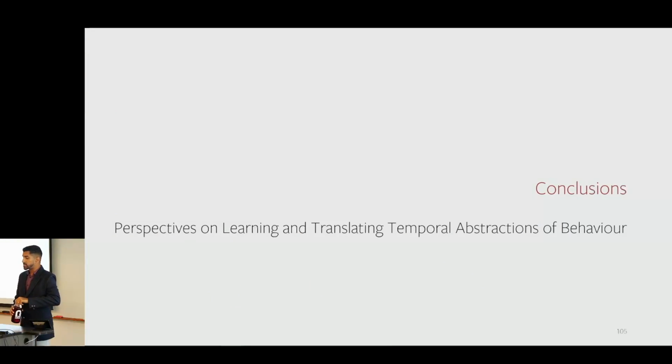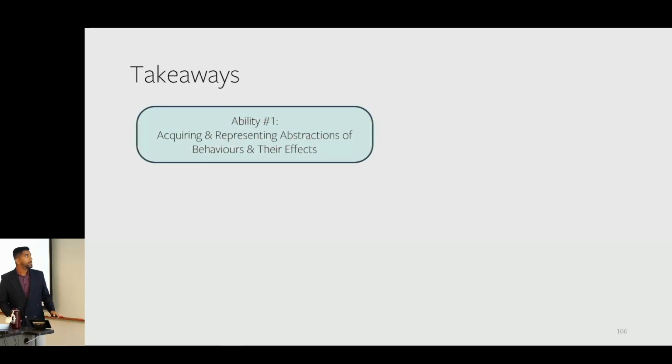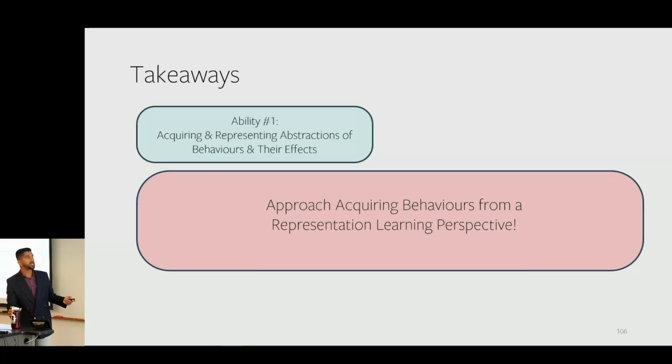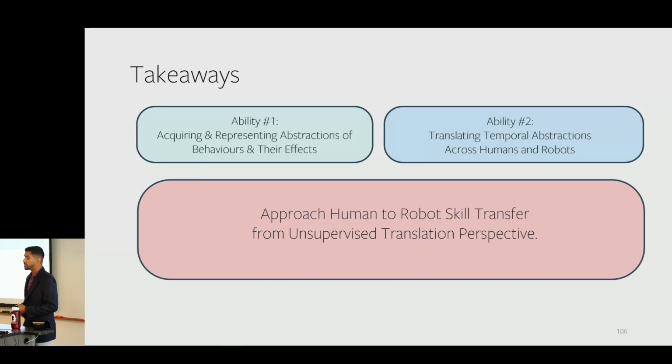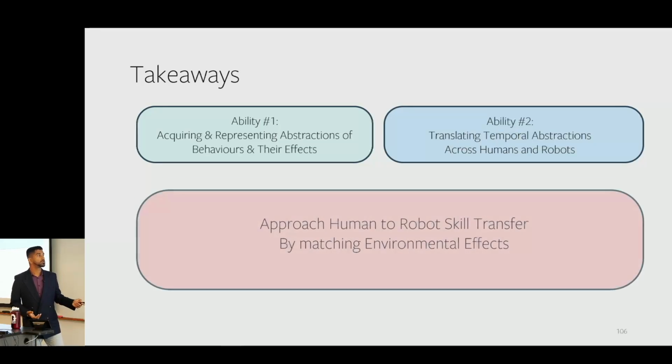That said, I'd like to address some perspectives on learning and translating temporal abstractions of behavior. We saw how we can address ability 1 of acquiring and representing abstractions of behaviors and their effects. And we saw how we can do this from viewing this as a representation learning problem. We then shifted gears into talking about translating temporal abstractions across humans and robots, and how we can view this problem from an unsupervised translation perspective. Finally, we explored this idea of approaching this human-to-robot skill transfer by matching environmental effects across domains.